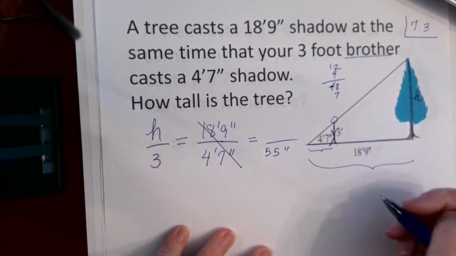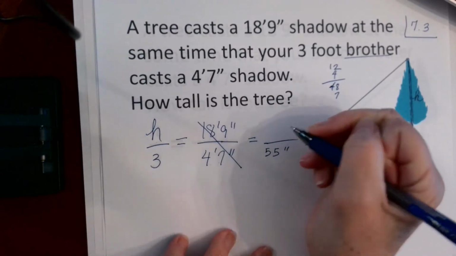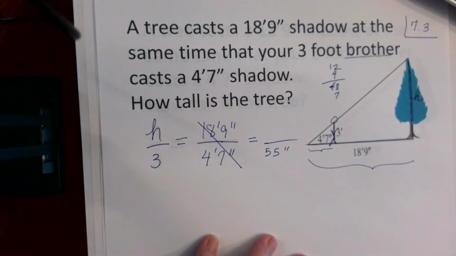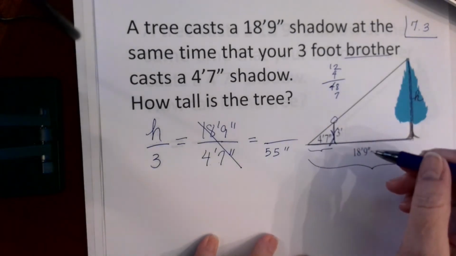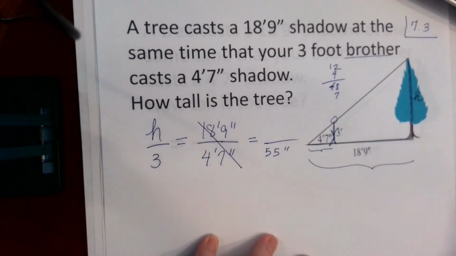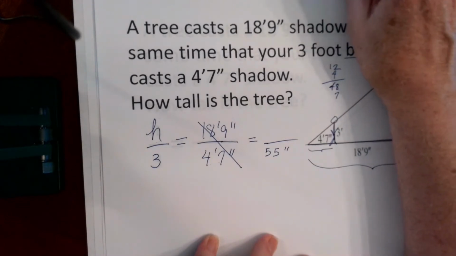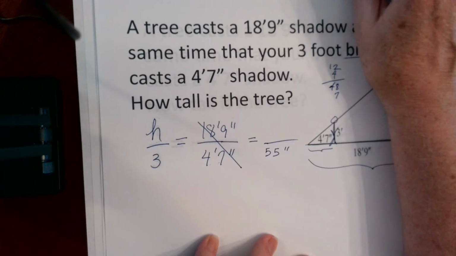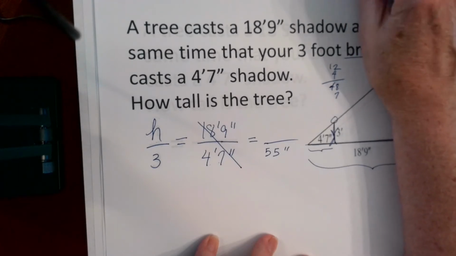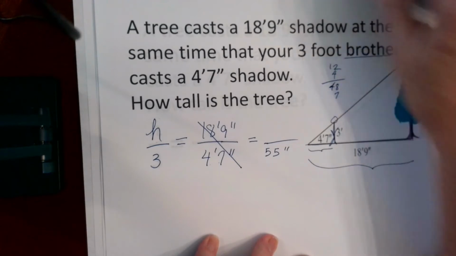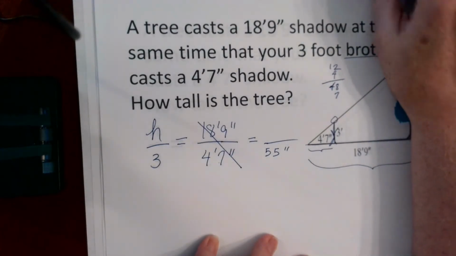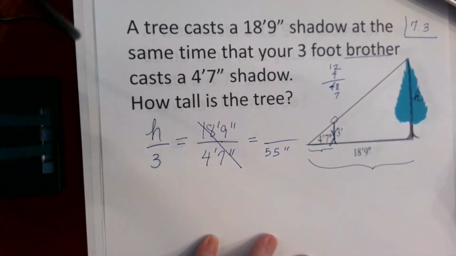for your brother. Now we need to find out the height of the tree and the height of the shadow of the tree, and we'll convert that to inches. So it's 18 feet, so it'll be 18 times 12. That's 216 plus the 9 extra inches, so it's 225 inches.